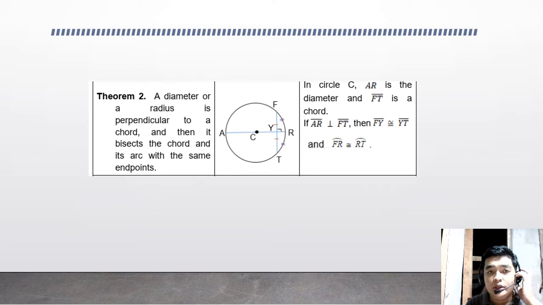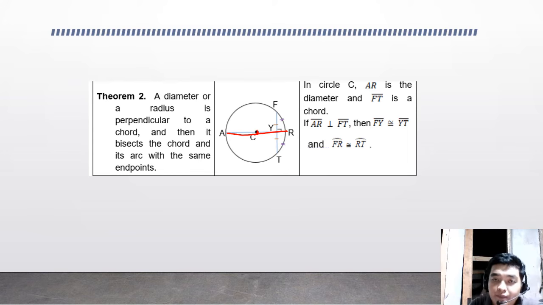If a diameter or a radius is perpendicular to a chord, then it bisects the chord and its arc with the same endpoint. So what do we mean by bisect? It divides the chord and an arc into two equal parts. In circle C, AR is the diameter. Again, the diameter is also a chord, but it passes through the center of the circle.